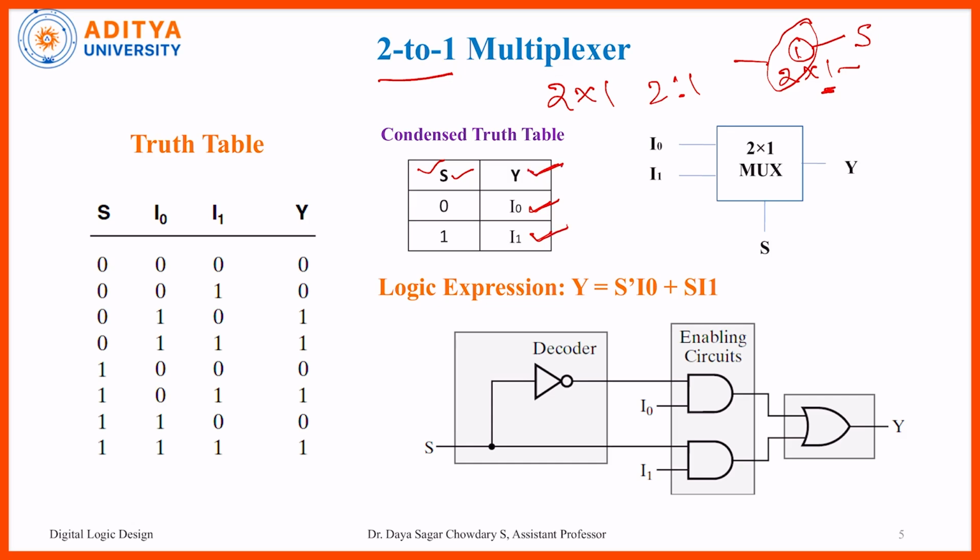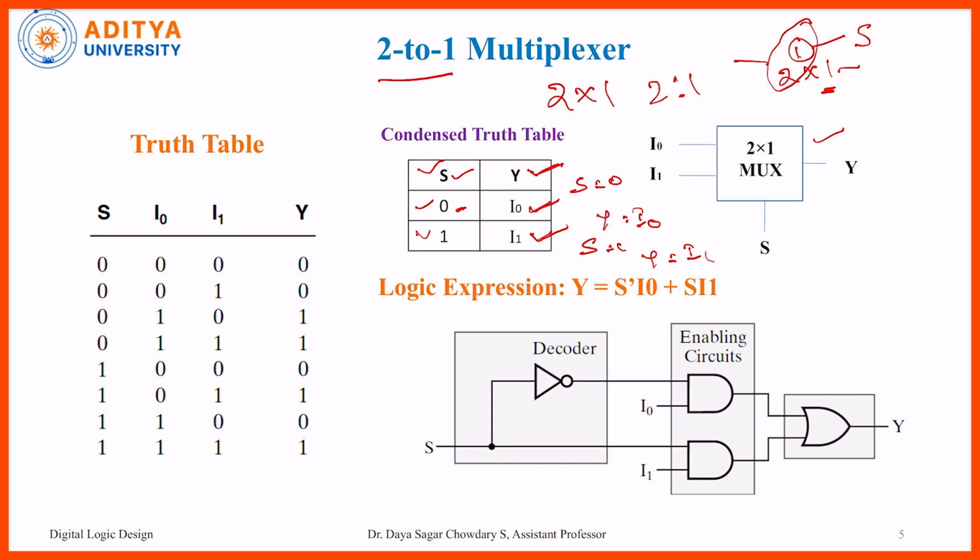Now the selection line is only 1, so it may be 0 or 1. If S is equal to 0, the input I0 is directly Y, that means Y is equal to I0 when S is equal to 0. If S is equal to 1, Y is equal to I1. This is the simple representation.